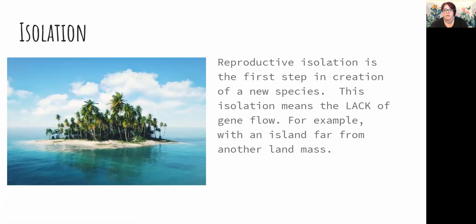One of the things that we talk about often with gene flow is isolation. So when we look at how a new species is created, which we'll talk about more later, the first step is basically isolation. So this means there's a lack of gene flow. So an example of this would be an island that's pretty far away from another landmass. When we went through our walk through time, we looked at how the continents moved, so it would make sense how something that was once part of one landmass might now not be part of that anymore. And so something could become isolated.